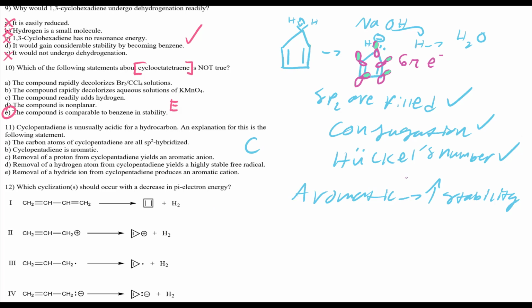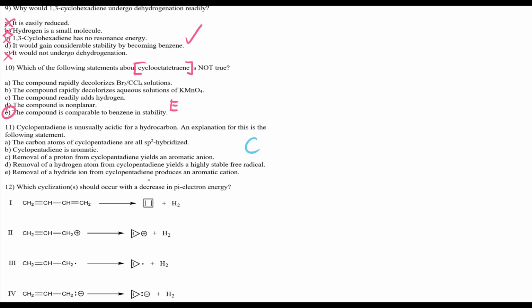Which compounds should occur with a decrease in pi electrons? And let's make some space. Okay, so we want a decrease, right? So since we want a decrease in pi electron energy, we want something that is aromatic. So decrease in energy means that we have aromatic.